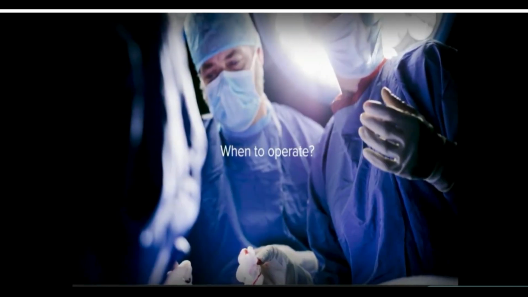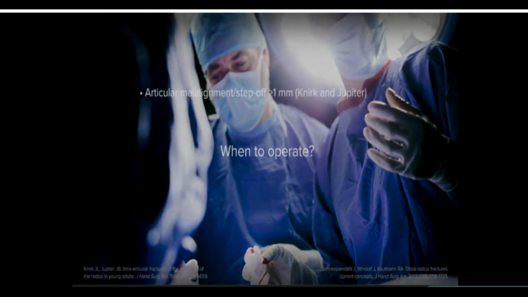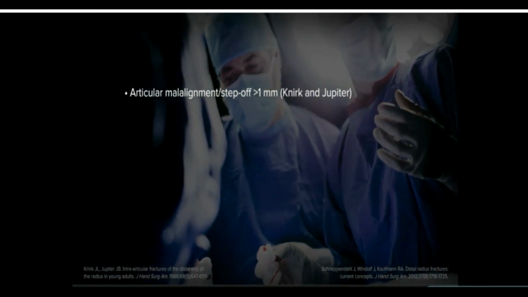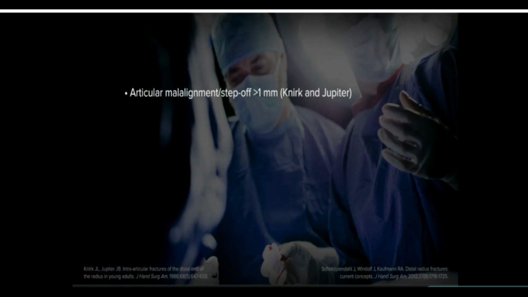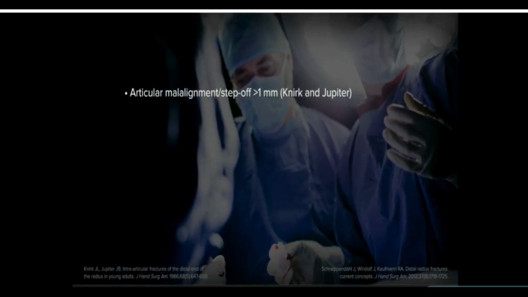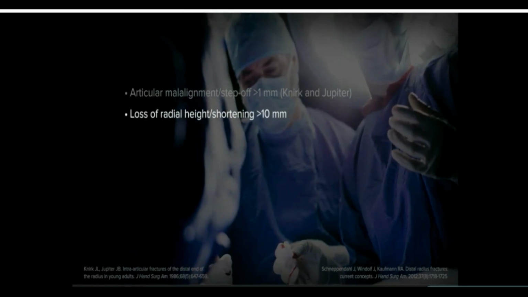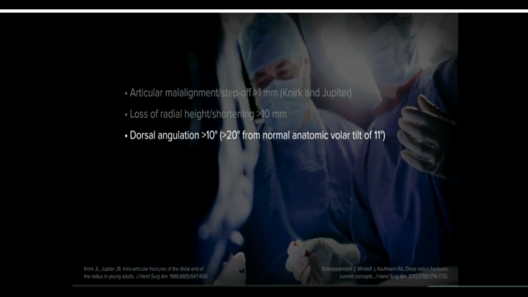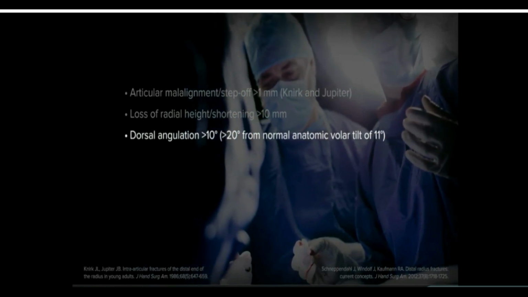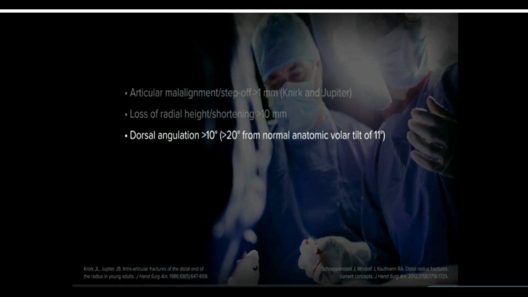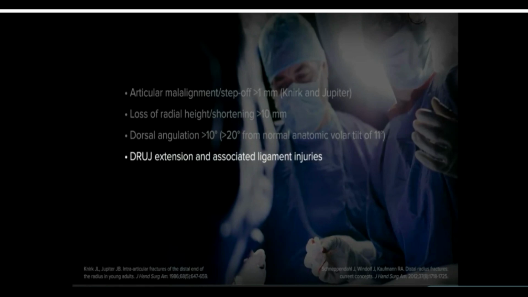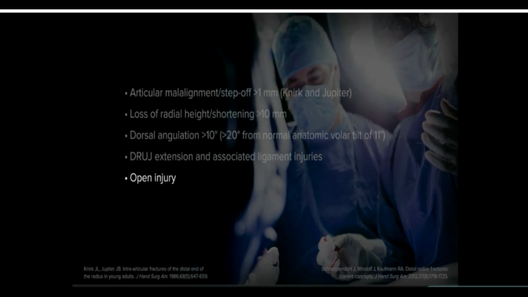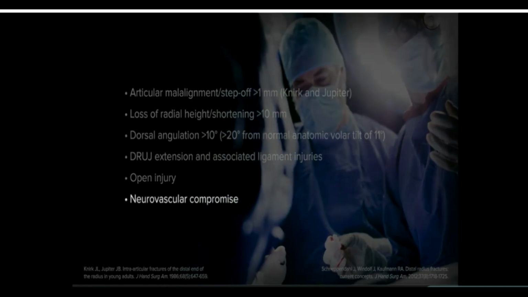A question to consider would be when to operate. According to Nurk and Jupiter, articular malalignment of greater than 1 millimeter indicates surgery. Restoring step-off and articular congruity is key to minimizing the future risk of development of osteoarthritis. Loss of radial height or shortening greater than 10 millimeters also indicates surgery. Dorsal angulation greater than 10 degrees, or in other words, greater than 20 degrees from the normal anatomic volar tilt of 11 degrees, indicates surgery. Other reasons are DRUJ extension and associated intrinsic wrist ligament injuries, open injury, and neurovascular compromise.